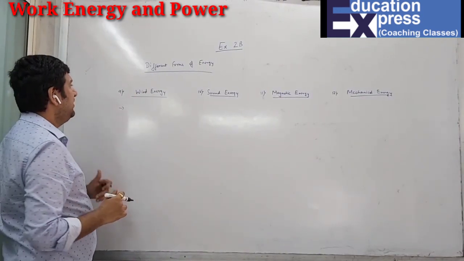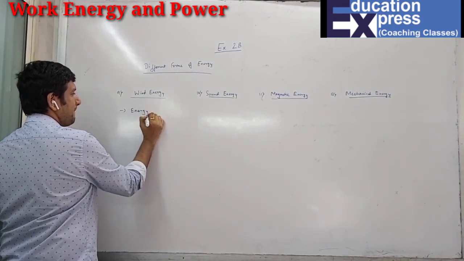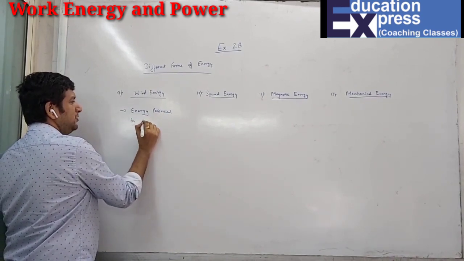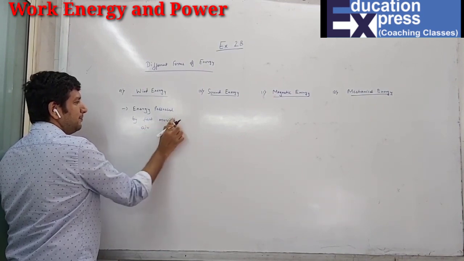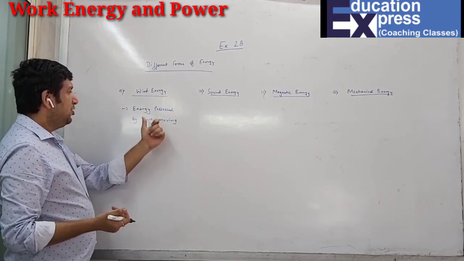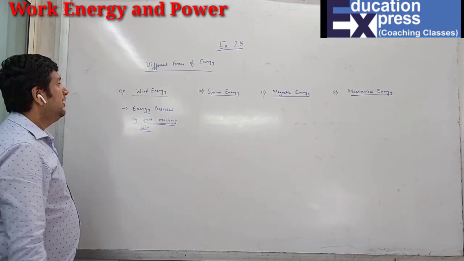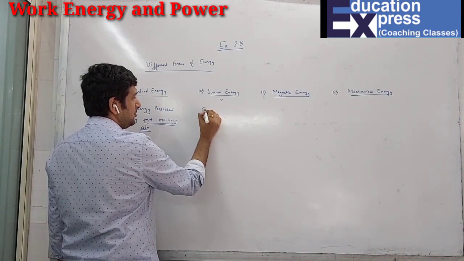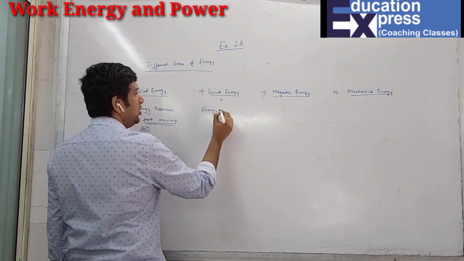So now the next is the wind energy. The energy possessed by the fast moving air is said to be your wind energy. What is sound energy? The energy possessed by the body due to its vibration is said to be your sound energy.